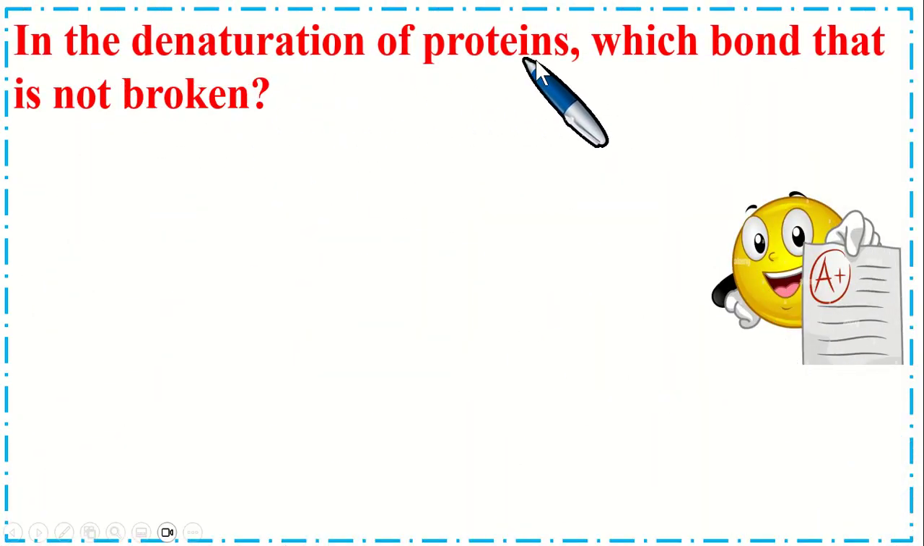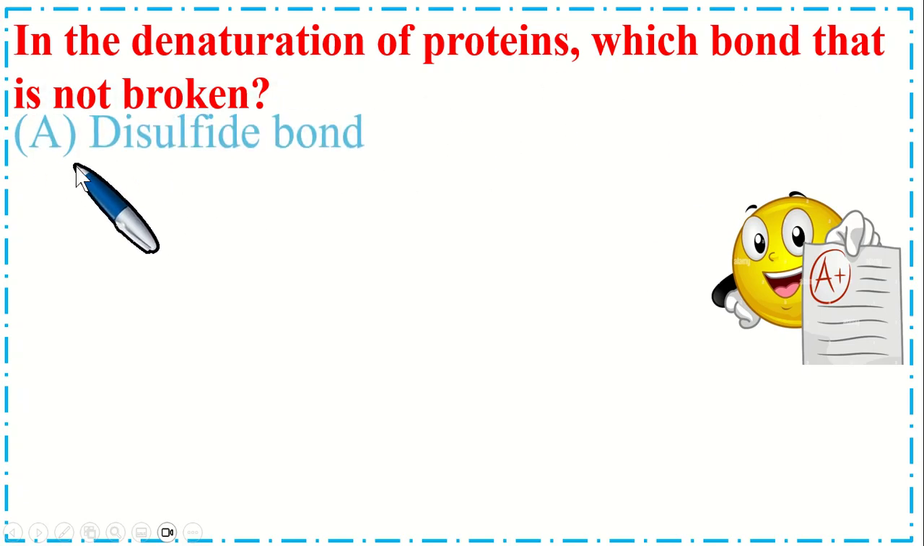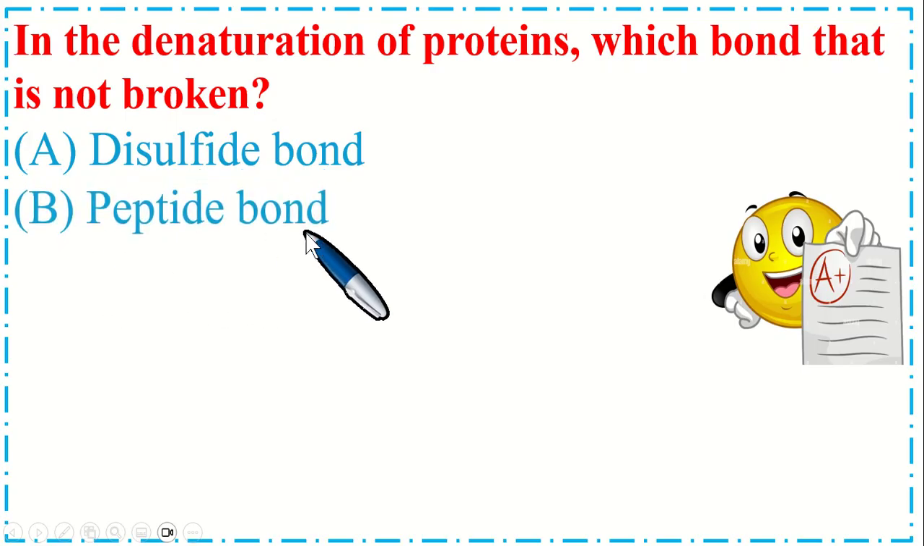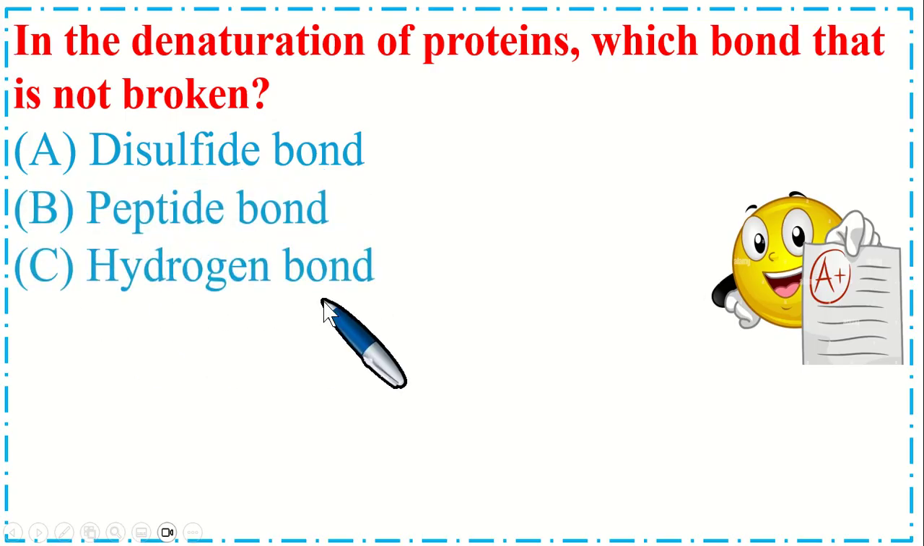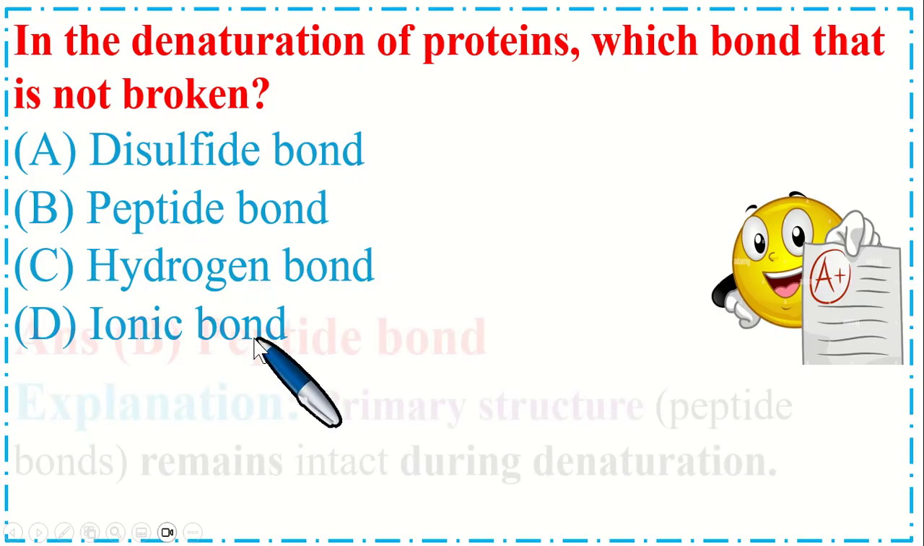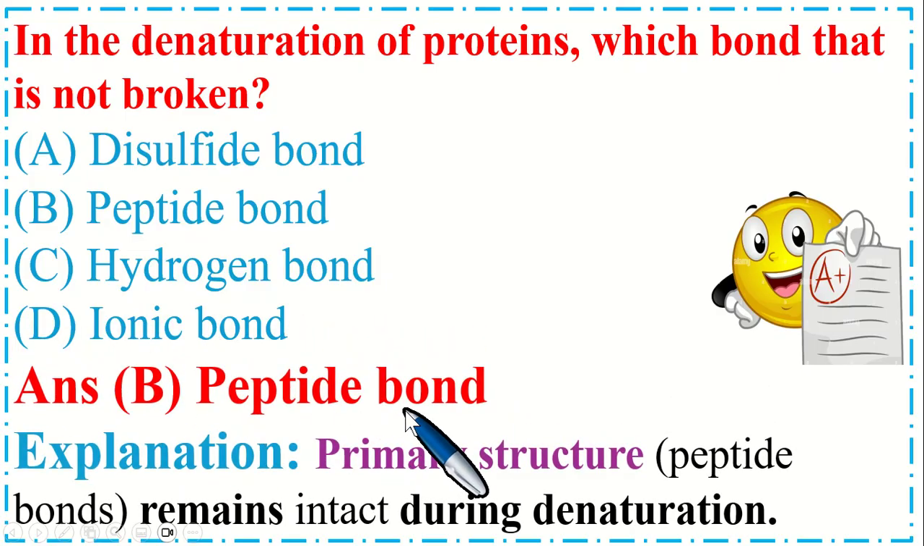In the denaturation of proteins, which bond is not broken? Option A disulfide bond, B peptide bond, C hydrogen bonds, and option D ionic bond. So the correct option is B peptide bond. Primary structure peptide bonds remain intact during denaturation.